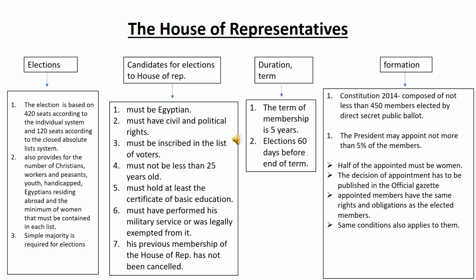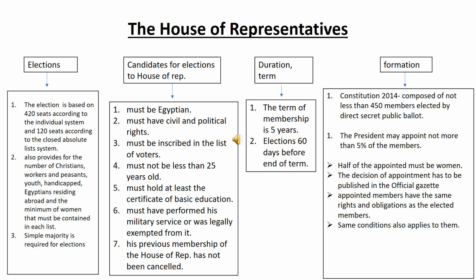This is made by a certain party who is going to make a certain list to have seats in the House of Representatives, and they represent 120 seats. The elections also provide for the number of Christians, workers and peasants, youth, handicapped, and Egyptians residing abroad, and the minimum of women that must be contained in each list. So here we include a certain minimum number of certain categories of people that must be present and represented in the House of Representatives.